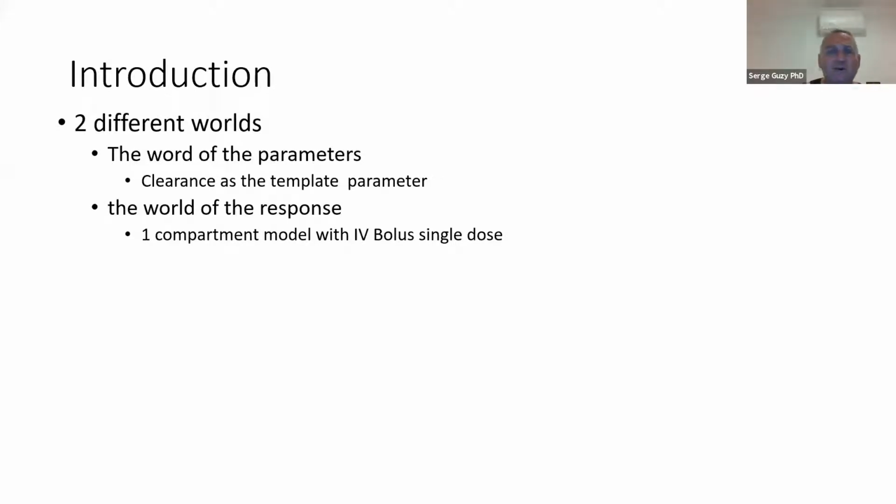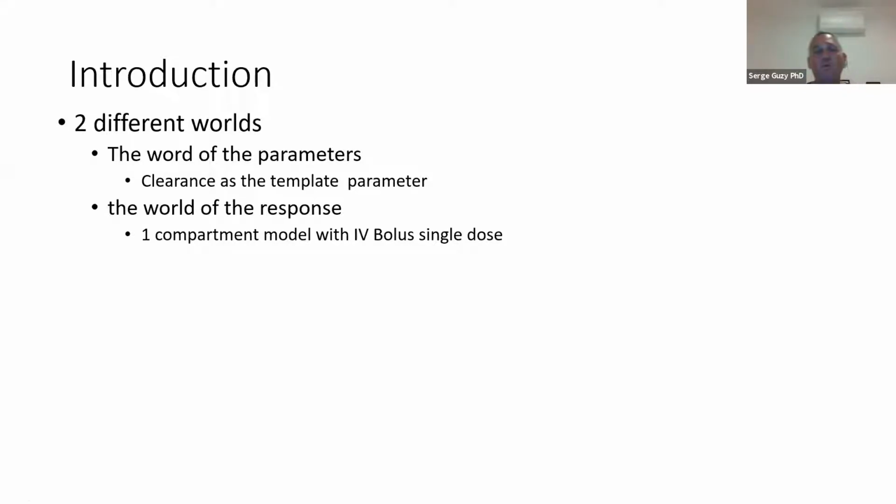Then we are going to talk about two different worlds. The world of the parameters, because you have a model, and the response is the concentration, and then the model depends on parameters. For example, for the one compartment model, the two parameters are clearance and volume, if it's an IV. Then I'm going to take as a template parameter the clearance. We are going to build all the concepts that are needed to understand and apply the population approach.